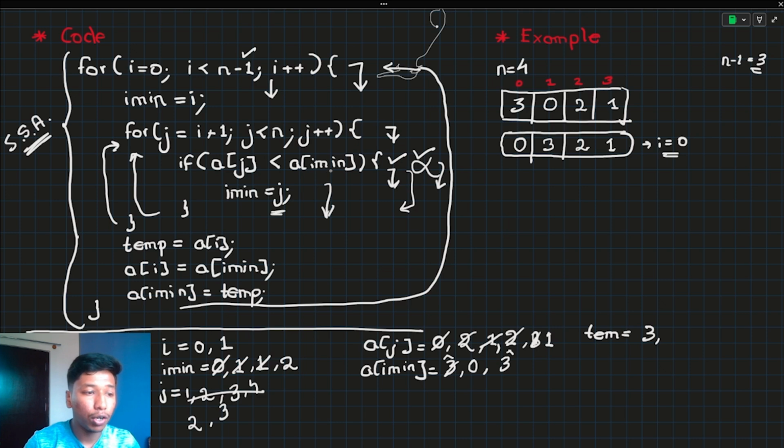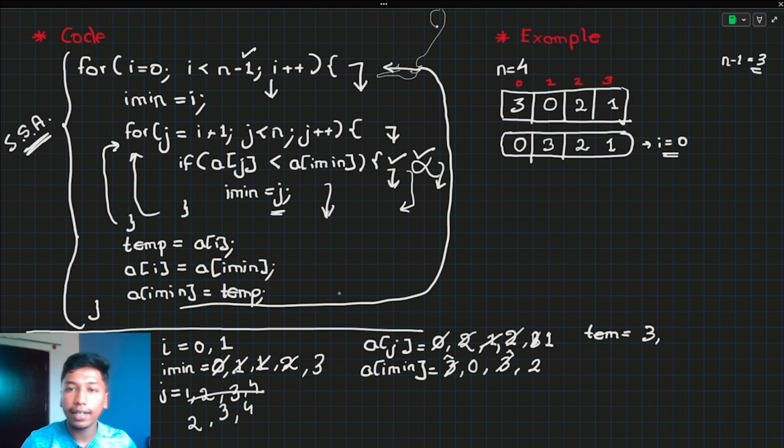Is 1 lesser than a of imin? What is imin value? 2. Is 1 lesser than 2? The condition is true. Hence again imin value will be updated to 3. Now after this, again j value will be incremented to 4. We'll check, is 4 lesser than 4? False. Hence we'll be exiting out of the inner for loop.